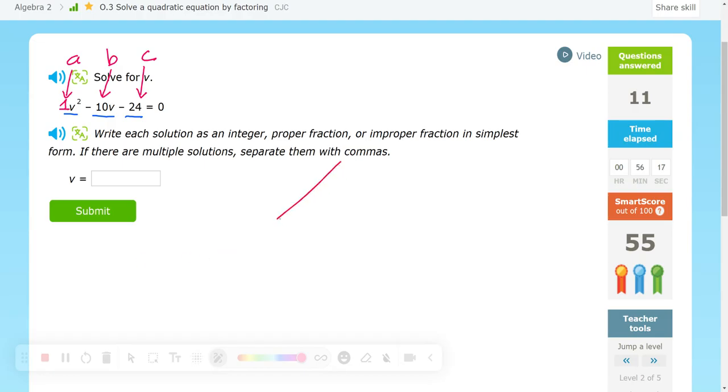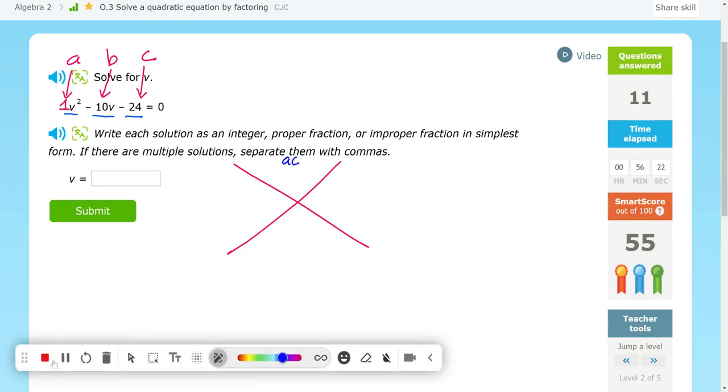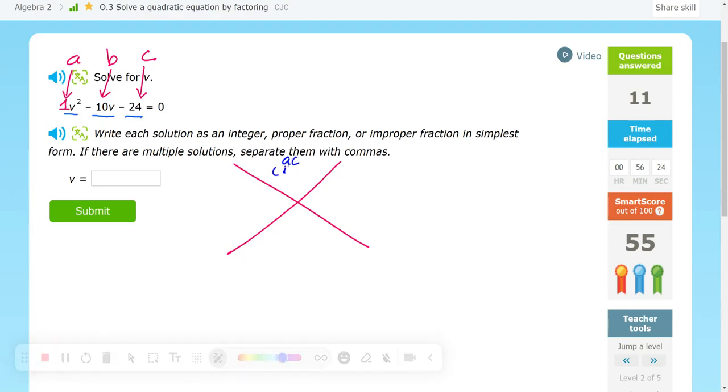Okay, so now I get my diamond. I put down AC for the top of the diamond. A is number 1, C is negative 24. So A times C becomes negative 24. Now B equals negative 10. So we need to find two numbers that multiply to equal negative 24. Let's factor them out.